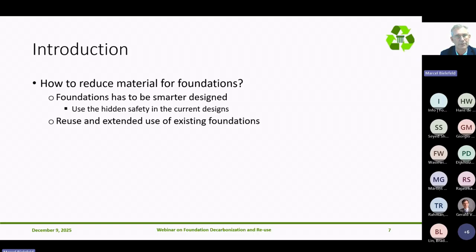So how can we reduce that material for foundations? Well, the solution is quite simple. We have to be smarter. I assume that you're all involved in designing and constructing foundations. If you do that smarter, cleverer, then for sure we can reduce material. And one of the keys here is the hidden safeties, which I'll explain to you later on, hidden safeties in the current designs. And once there is a foundation, just use it or use it extended for the superstructure that is coming on top of it.